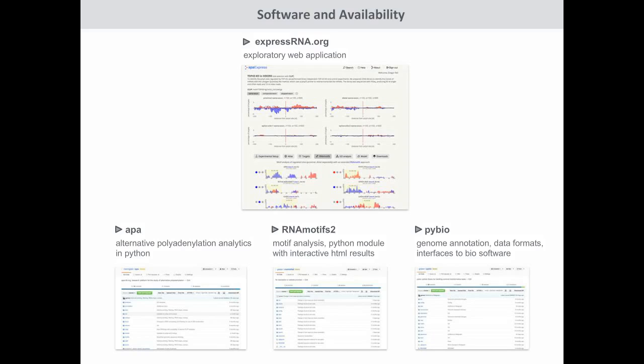And PyBio is a small toolset of genome annotation tools. It facilitates the download of genome annotation, for example, from Ensembl. And if you have a genomic position and you would like to know which gene it's annotated to, or if it's intergenic, you can do things like that with PyBio.